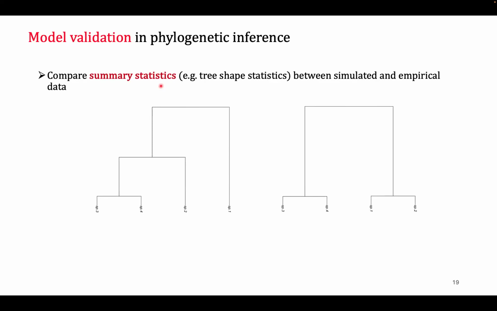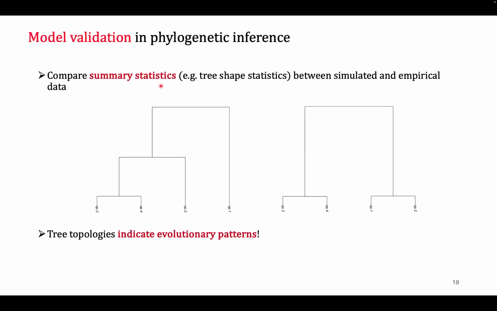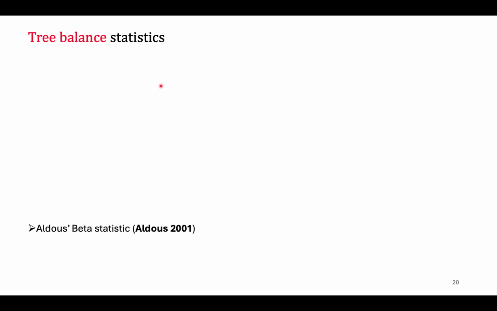So here I have two different tree topologies. I have the imbalanced tree on the left, and the balanced tree on the right. These topologies could be used to indicate evolutionary patterns among your species. So these are different tree topology statistics that people use.